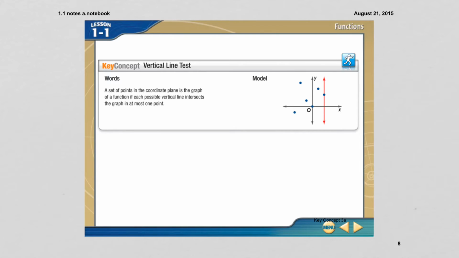Key concept about the vertical line test. A set of points in the coordinate plane is the graph of a function if each possible vertical line intersects the graph in at most one point. So if we moved our vertical line in either direction, it would only intersect the relation in one point.